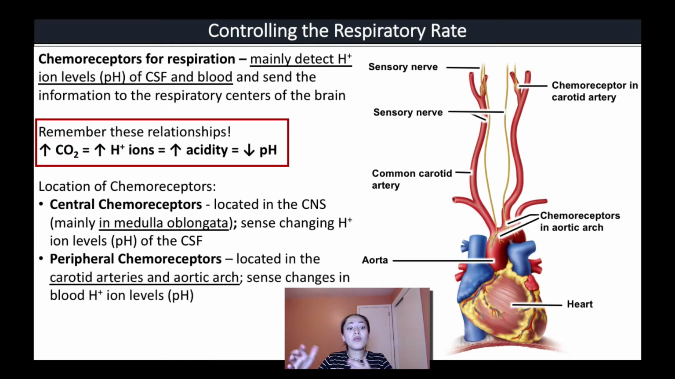You also have peripheral chemoreceptors, which are located outside of your central nervous system. These are specifically located in your carotid arteries, which send blood to your head, and also in your aortic arch. These chemoreceptors are detecting the hydrogen ion levels or pH in your blood, and then they're sending information to your respiratory centers in your brainstem, telling them whether you need to speed up or slow down your breathing rate.